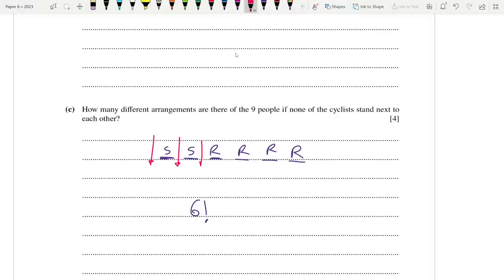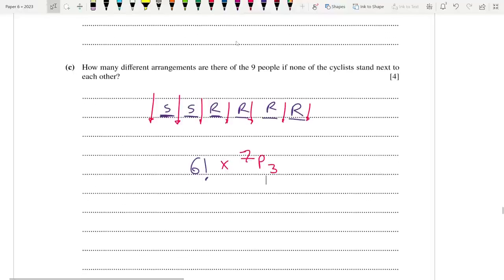1, 2, 3, 4, 5, 6, 7. Always remember one more arrow than the number of blanks. So I have 7 arrows and I am going to put in 3 cyclists there, which is going to be 7P3. P because they're all unique. Okay, so 6 factorial into 7P3 gives me an answer of 151200.